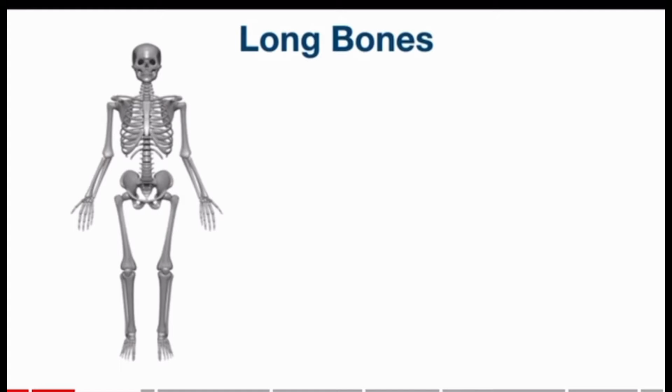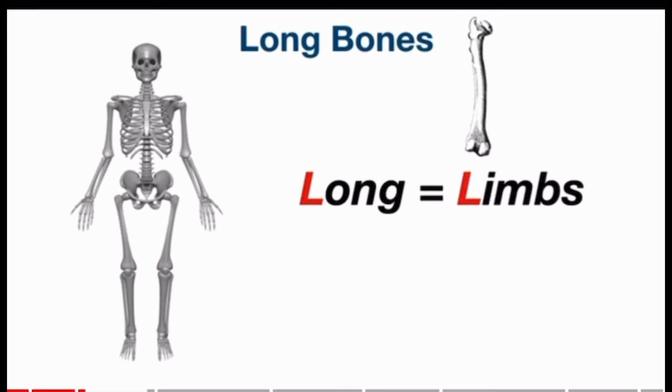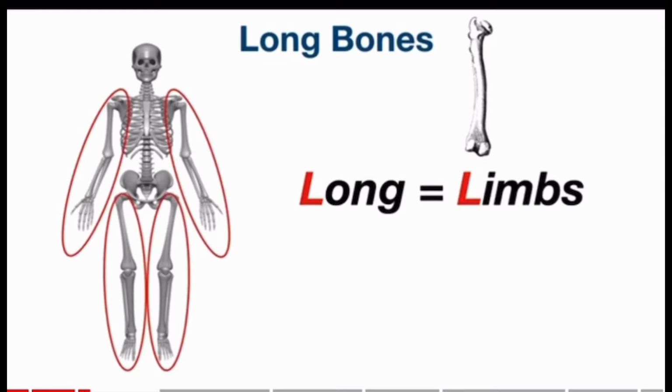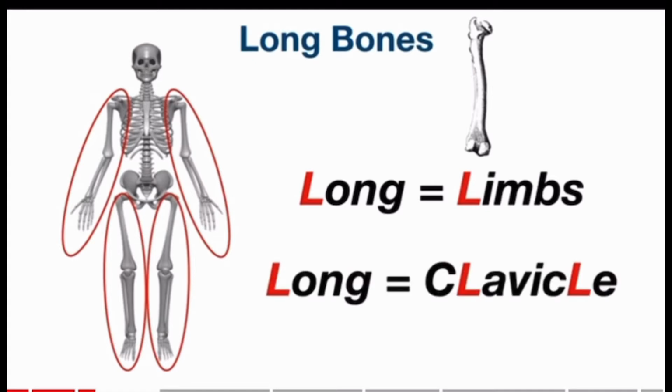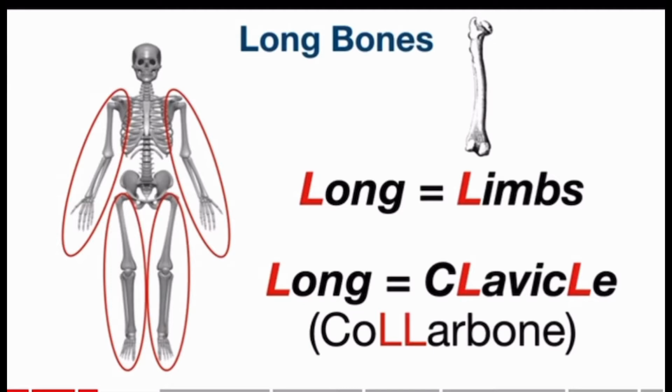Let's look at the long bones first. The long bones get their name because they're longer than they are wide. The trick for long bones is to use the letter L to remember limb. This will help you remember most of the bones in the arms and legs are long bones. You'll also use the L to remember clavicle, which has two L's in it. The clavicle is commonly referred to as the collarbone, which also contains two L's. This will help you remember the clavicle is a type of long bone as well. So whenever you think of long bones, think of limbs and clavicle.